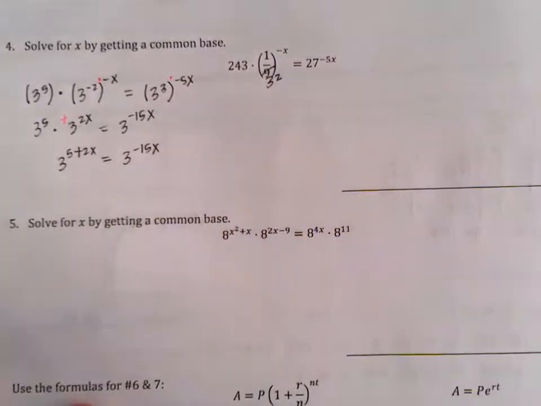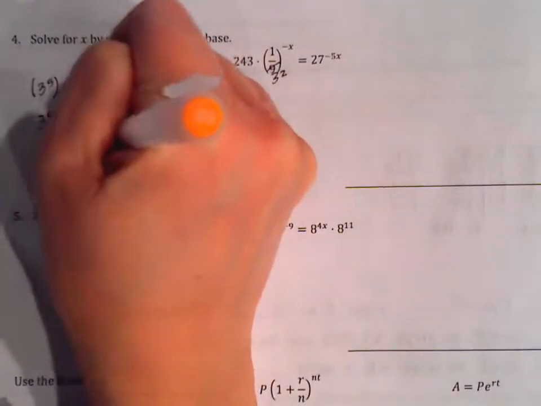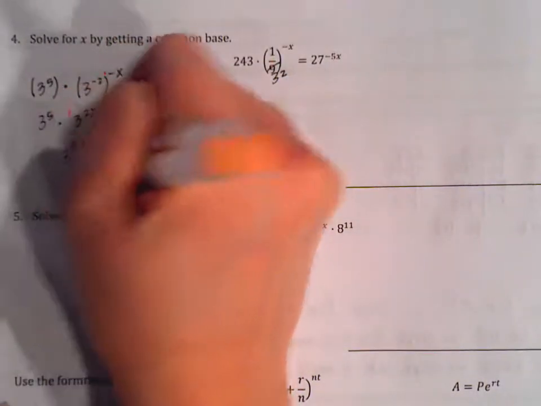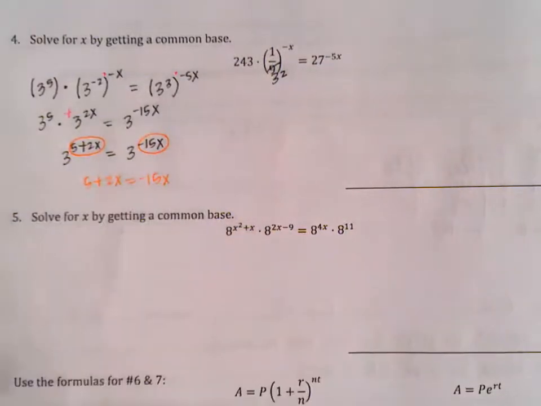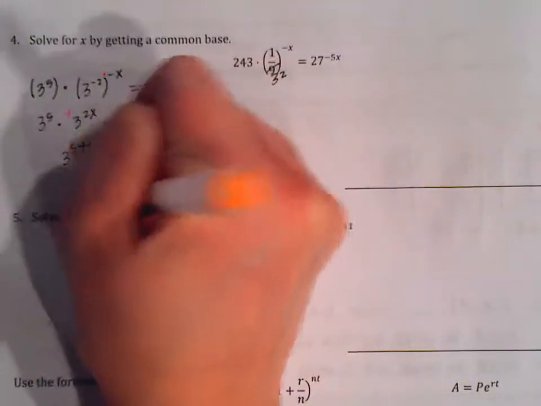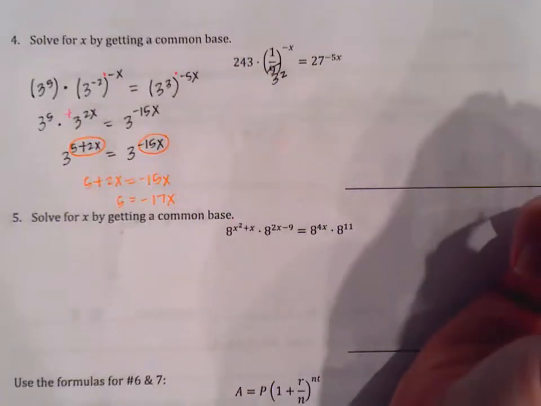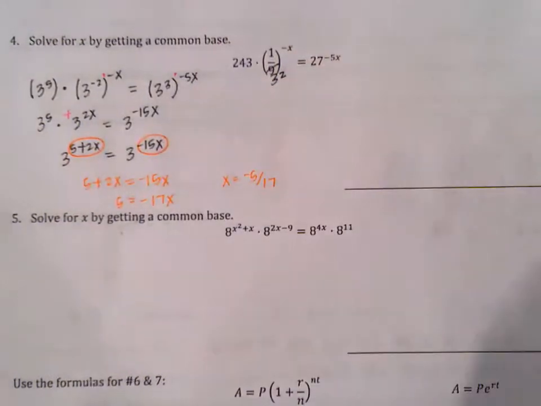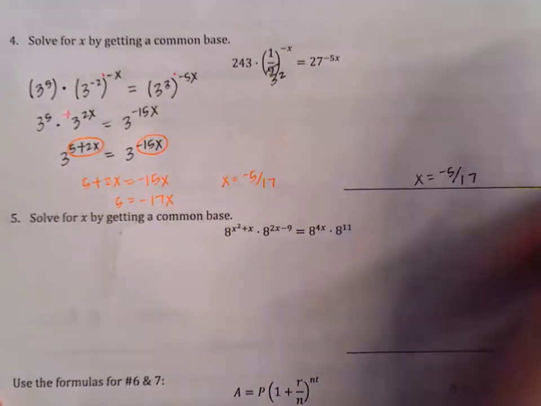And so now I have one exponential on the left, one exponential on the right. So I'm going to set my exponents equal to each other. So 5 plus 2x equals negative 15x. So remember, when you're solving and you have x's on both sides, you want to move the x's to the same side. So subtract 2x, I get 5 equals negative 17x. And then divide both sides by negative 17, and I get x equals negative 5 over 17. Nothing more I can simplify, so I'm just going to write that as my answer.